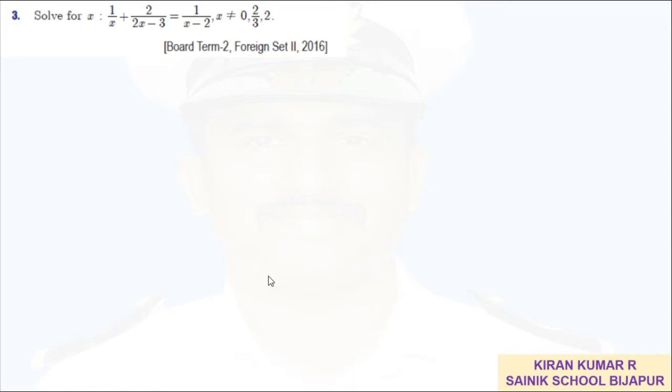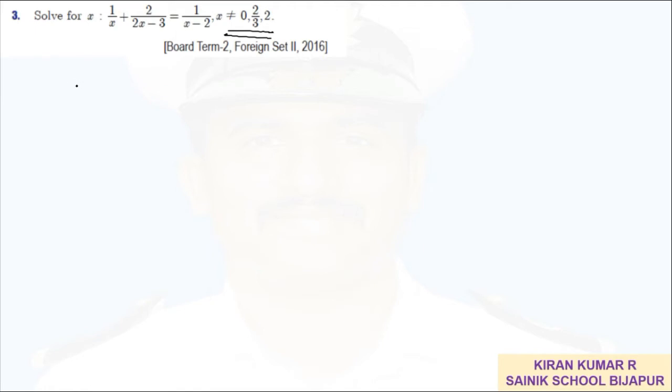Now the third question, we need to solve for x. 2 by 2x minus 3 equal to 1 by x minus 2, where x is not equal to 0, not equal to 2 by 3 and also not equal to 2. So this gives me a hint that root should not be one of these three. So let's solve this. To solve, we need to take the LCM.